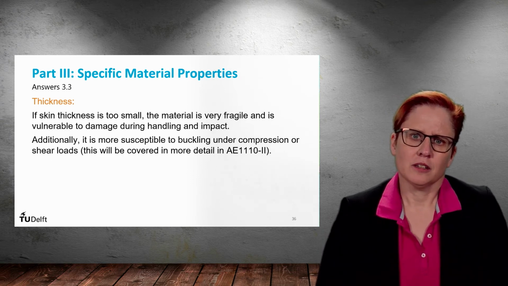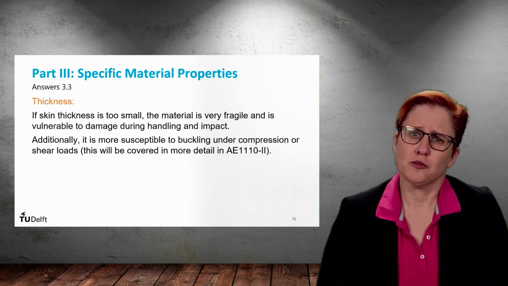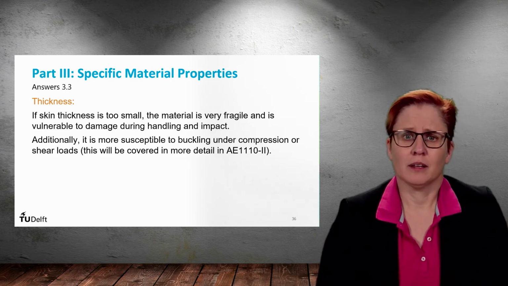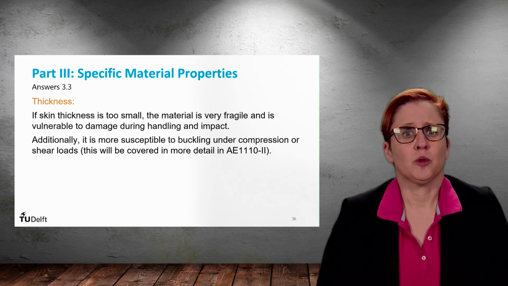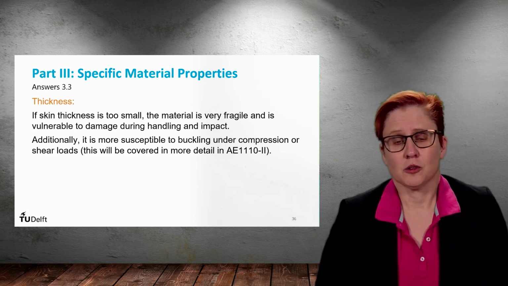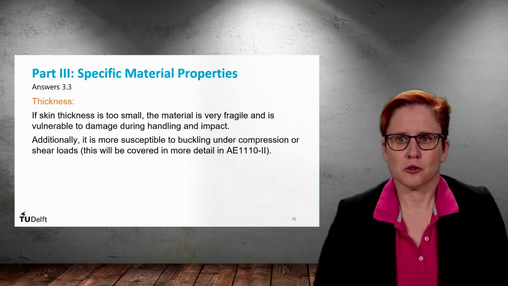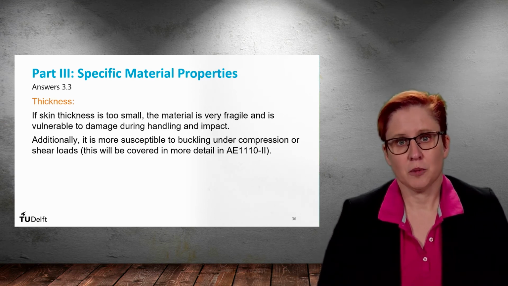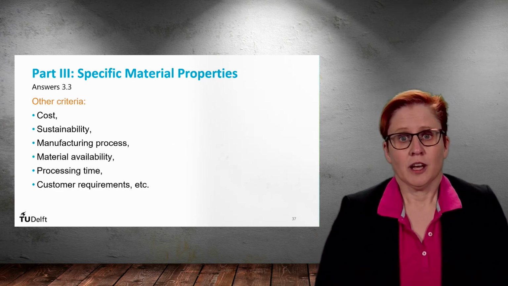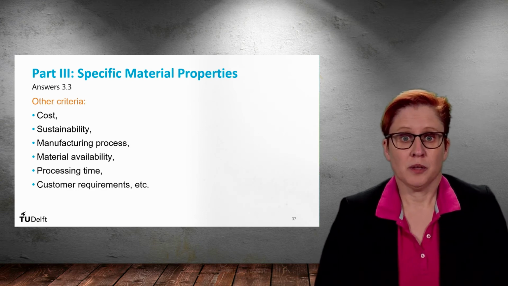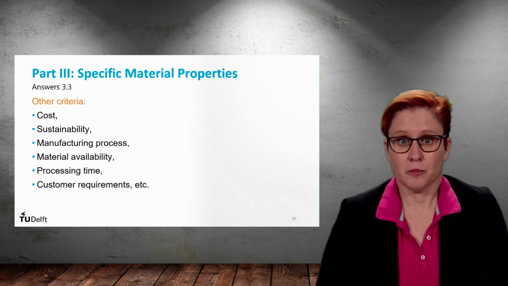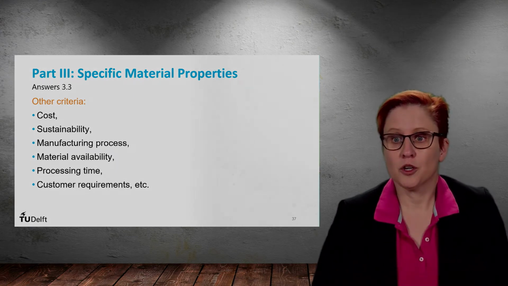And if we look at thickness, if a skin material is too thin, the material is very fragile and is vulnerable to damage during handling and impact. Additionally, it's much more susceptible to buckling under compression or shear loads. All of this will be covered in much more detail in part 2 of this course, Introduction into Aerospace Engineering, part 2. Other criteria you can think of are cost, sustainability, manufacturing process, material availability, processing time, and customer requirements. And there are probably many more you can name.